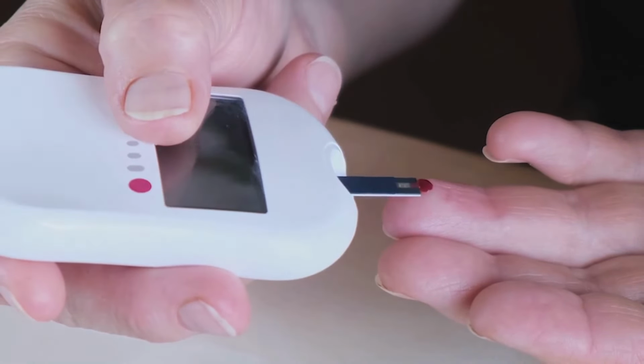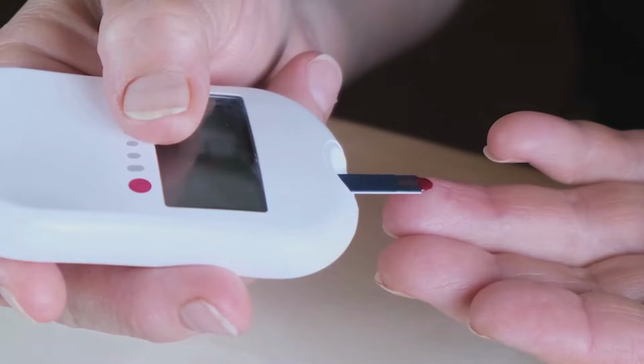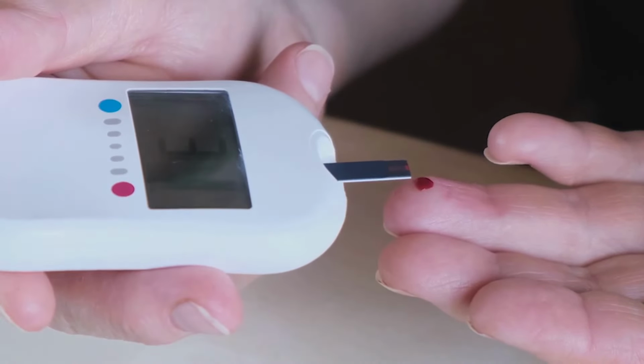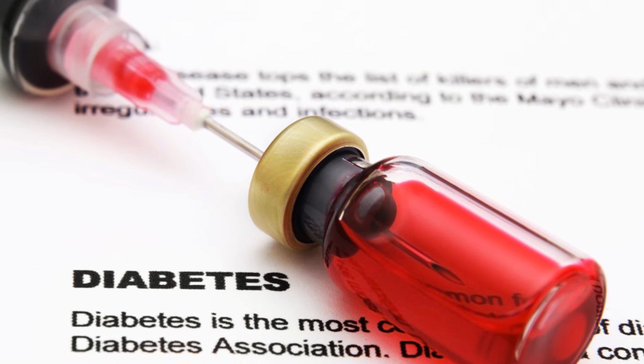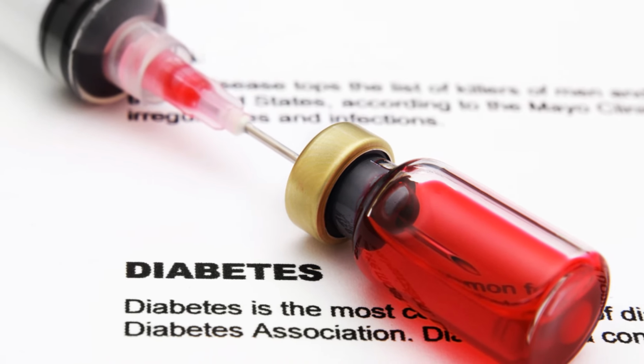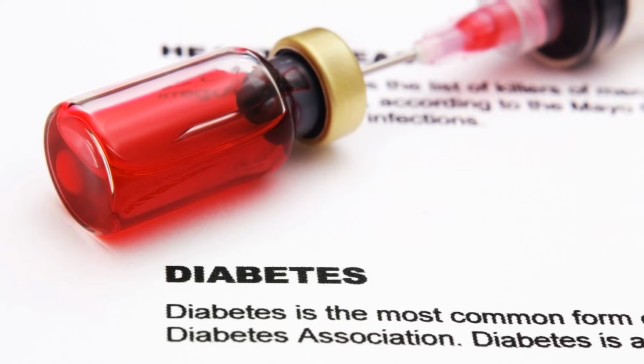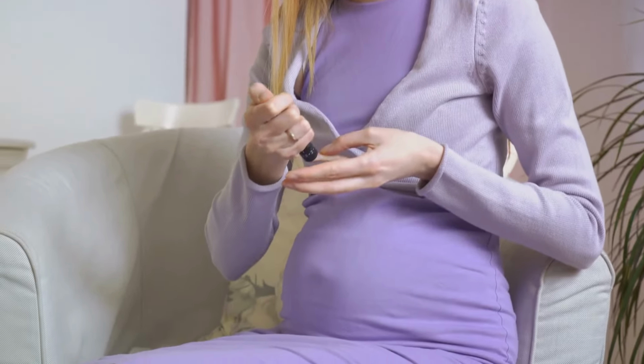Type 1 diabetes is an autoimmune condition where the body's immune system attacks and destroys the insulin-producing cells in the pancreas. Type 2 diabetes, on the other hand, is a condition where the body either doesn't produce enough insulin or it can't use it effectively. And then there's gestational diabetes, which occurs in some women during pregnancy.